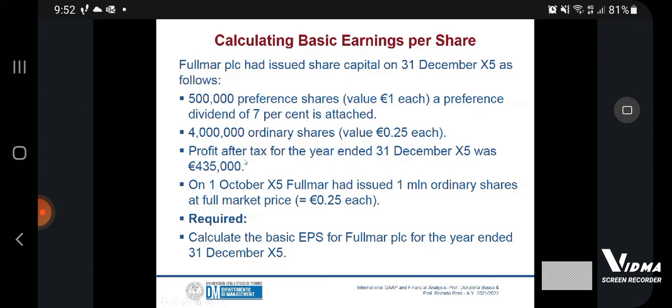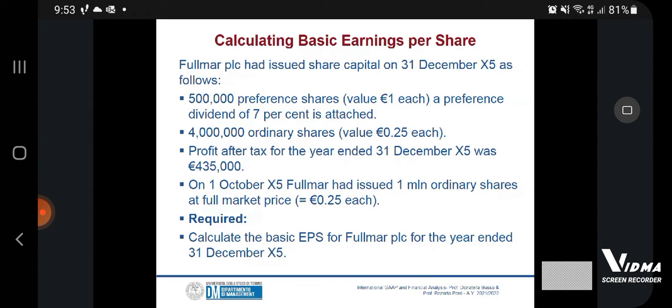Now, we start with a profit after taxes, 435, right? But this does not mean that all this amount of profit is available to my common shareholders. I have to do something first. What? Due to the features of preferred shares, first I have to pay them the dividend that they have the right to have, and then what is left is for my common shareholders.